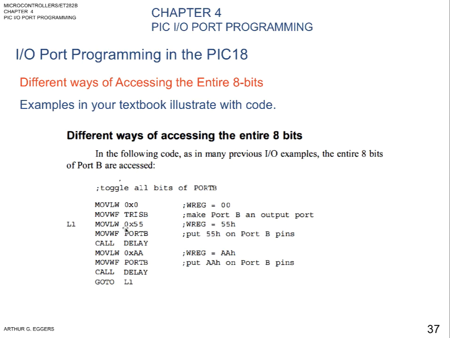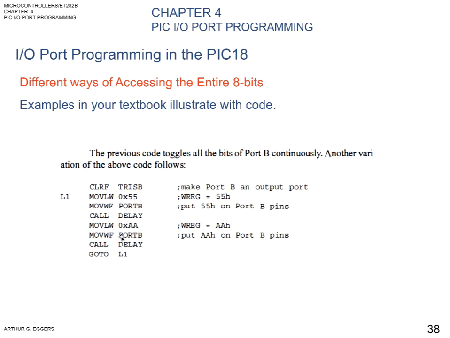Then we end up moving a literal value x55 to working register 55H. Then moving to port B puts the 55H on the port B pins, and then we put another delay in there. We're using these same relationships of 010101, 101010 so that we can watch what's going on in the watch window in MPLAB, and then we go through our looping operation. So that's what we've seen up to this point.